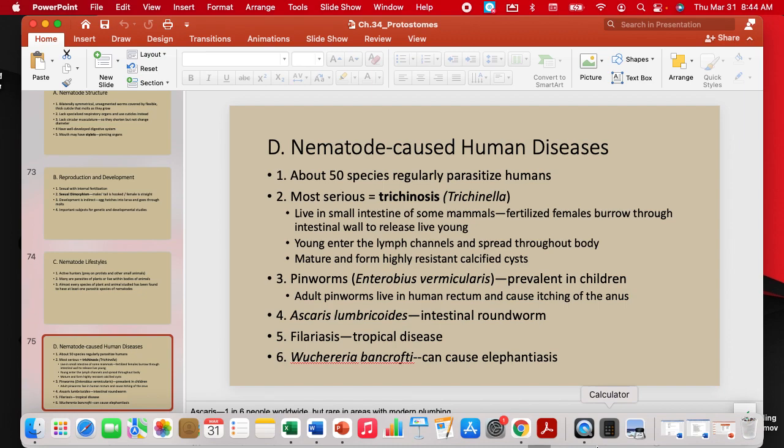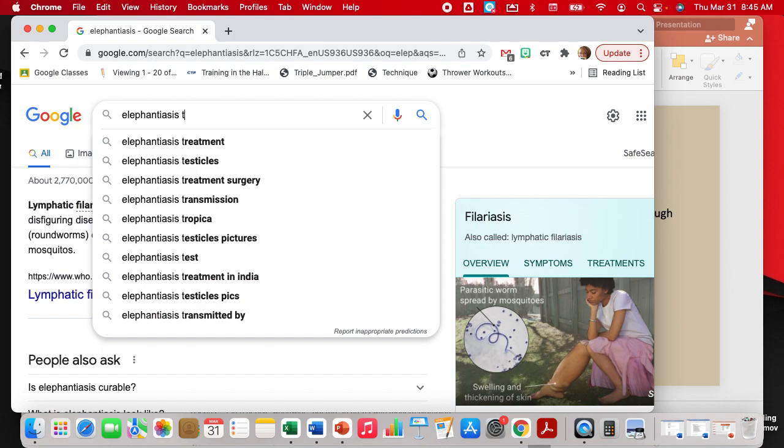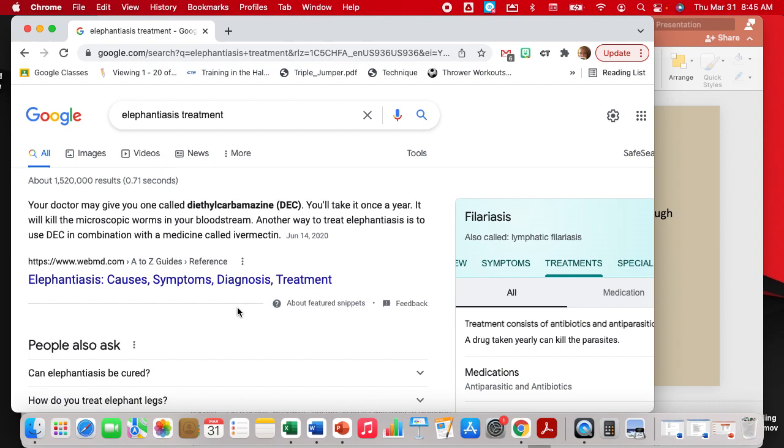How do you get rid of this? Oops, I don't want the calculator. No. Here, let's find out the treatment of elephantiasis, because now I am curious. Okay. And we'll say treatment. Looks like surgery. So you take a drug once a year. Hey, ivermectin.